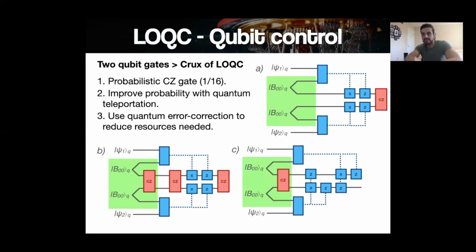There's actually a nice review paper on LOQC if you're interested. If you're interested, email me and I can send you the authors. But if you type in LOQC review paper, it should come up. I know Raymond Laflamme is one of the authors, but the first author escapes me right now.